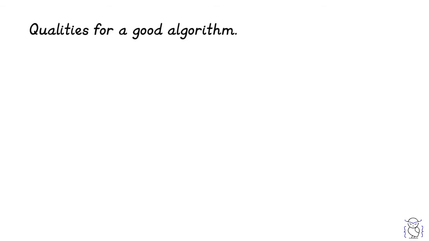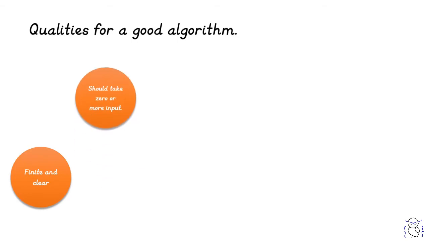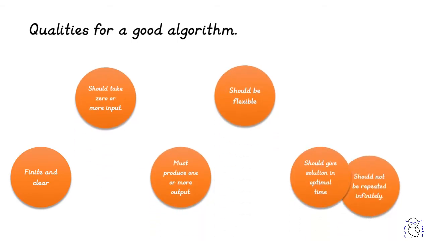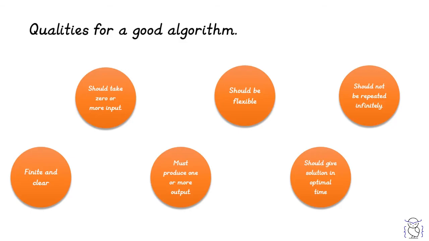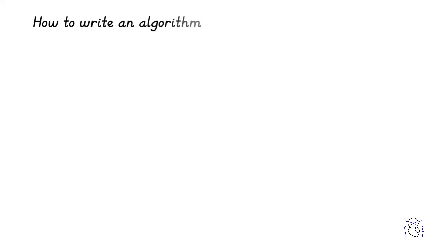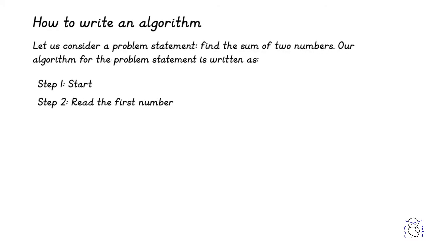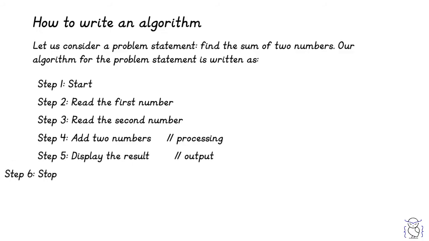So let's discuss what are some qualities of a good algorithm. Some of the good qualities that an algorithm should possess are: the steps should be finite and clear, it should take 0 or more inputs, must produce 1 or more outputs, it should be flexible, when analyzing it should give a solution in optimal time, and the instructions in an algorithm should not be repeated infinitely. How can we write an algorithm? The 3 main steps of an algorithm are input, processing, and output.